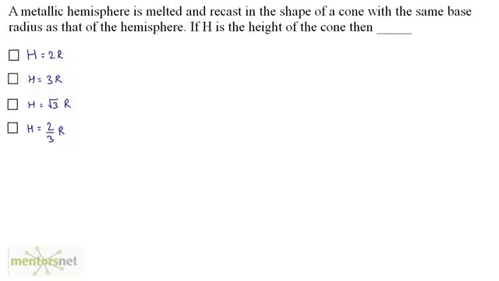A metallic hemisphere is melted and recast in the shape of a cone with the same base radius as that of the hemisphere. If h is the height of the cone, then pick up one of the correct options. Okay, so this metallic hemisphere is melted and recast into a cone. So I can say that the volume of this hemisphere is equal to the volume of this cone. Well, what is the volume of a hemisphere? That's 2 by 3 pi r cube. This is equal to, what is the volume of a cone? Well, that's 1 by 3 pi r square h.